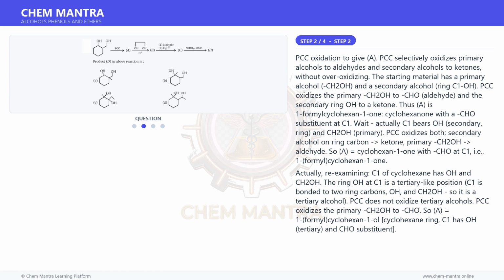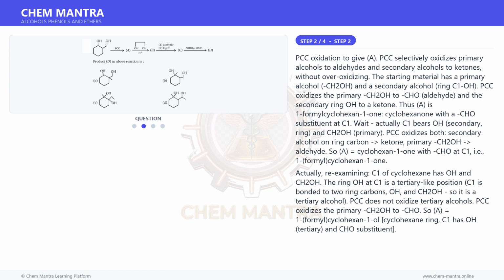Wait, actually C1 bears OH, secondary, ring, and CH2OH, primary. PCC oxidizes both, the secondary alcohol on the ring carbon to a ketone, and the primary CH2OH to an aldehyde. So, A is cyclohexanone with CHO at C1. Actually, re-examining, C1 of cyclohexane has OH and CH2OH.